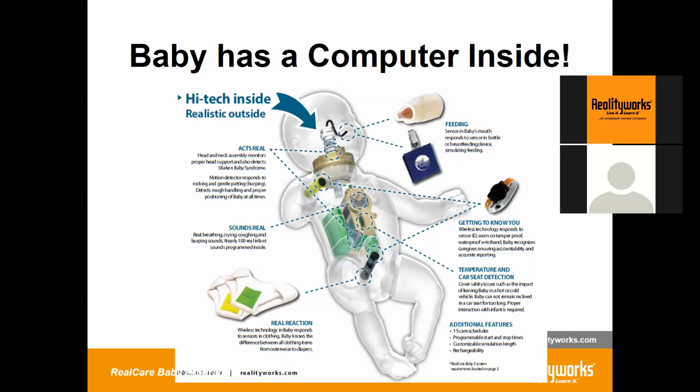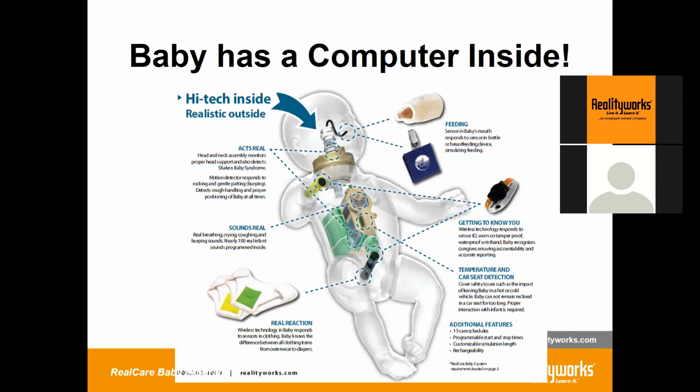So what this computer does inside is it helps make the simulation experience as realistic as possible. You can see that in the head and neck, those actually have to be supported. If they're not supported or if shaken baby occurs, those sensors in that neck will actually be able to record if that's happening. Inside baby's mouth, there is a sensor, so it knows if you're physically putting the bottle to its mouth. Inside the diaper, there are different sensors in a green patch versus a yellow patch, so it actually knows if the student physically changed the diaper.